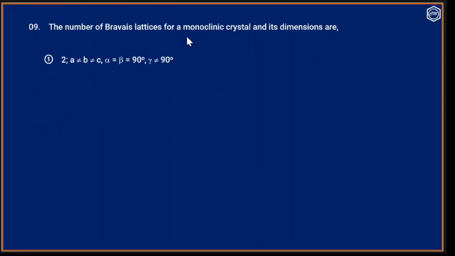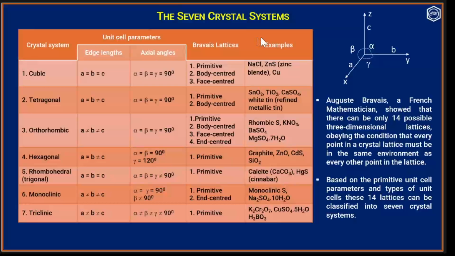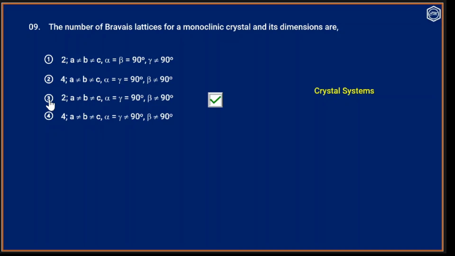The number of Bravais lattices for monoclinic crystal and its dimensions are: option 1, option 2, option 3, option 4. We have to consider the monoclinic system. These are the 7 crystal systems, in which for monoclinic a not equal to b not equal to c, alpha equal gamma equal 90 degree, beta not equal to 90 degree, and the number of Bravais lattices is 2. Therefore, the correct option is option 3.